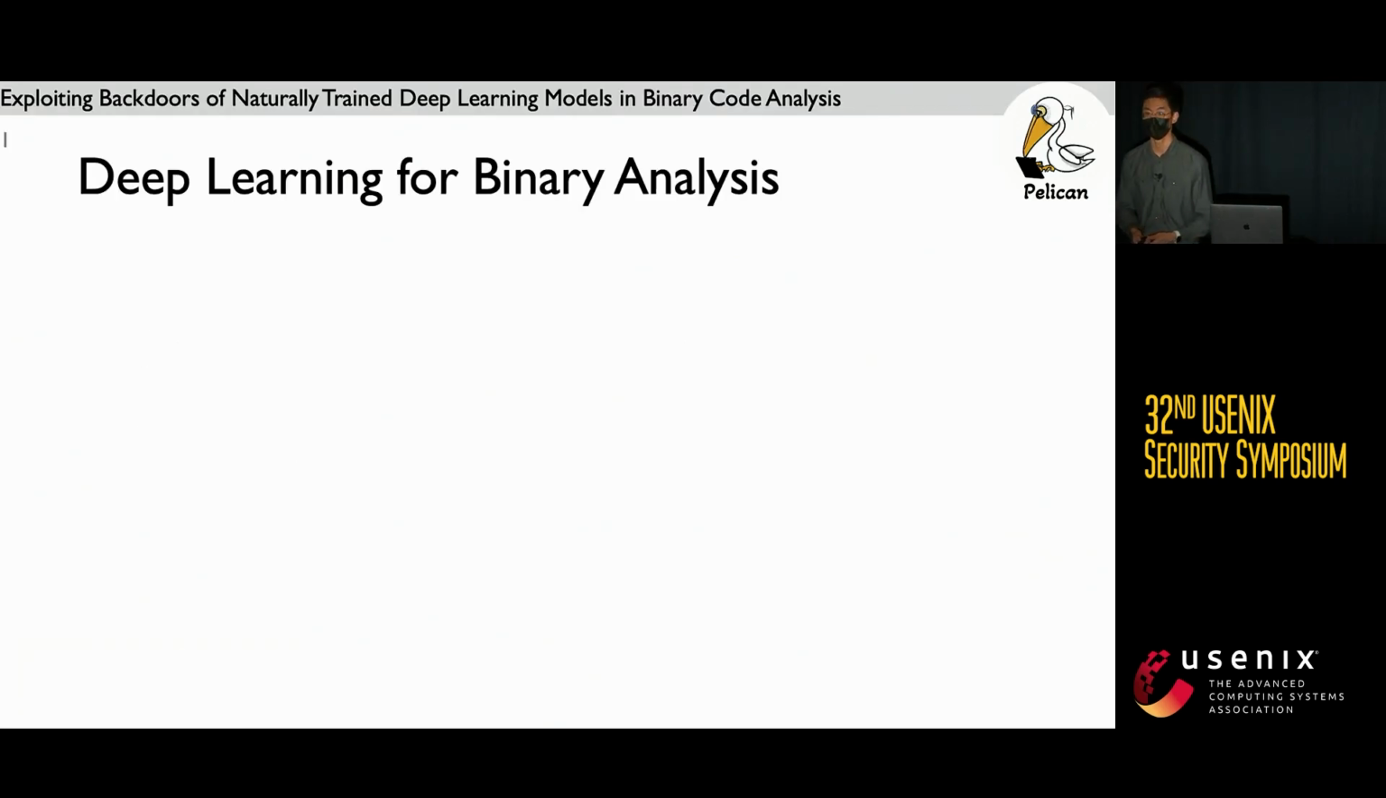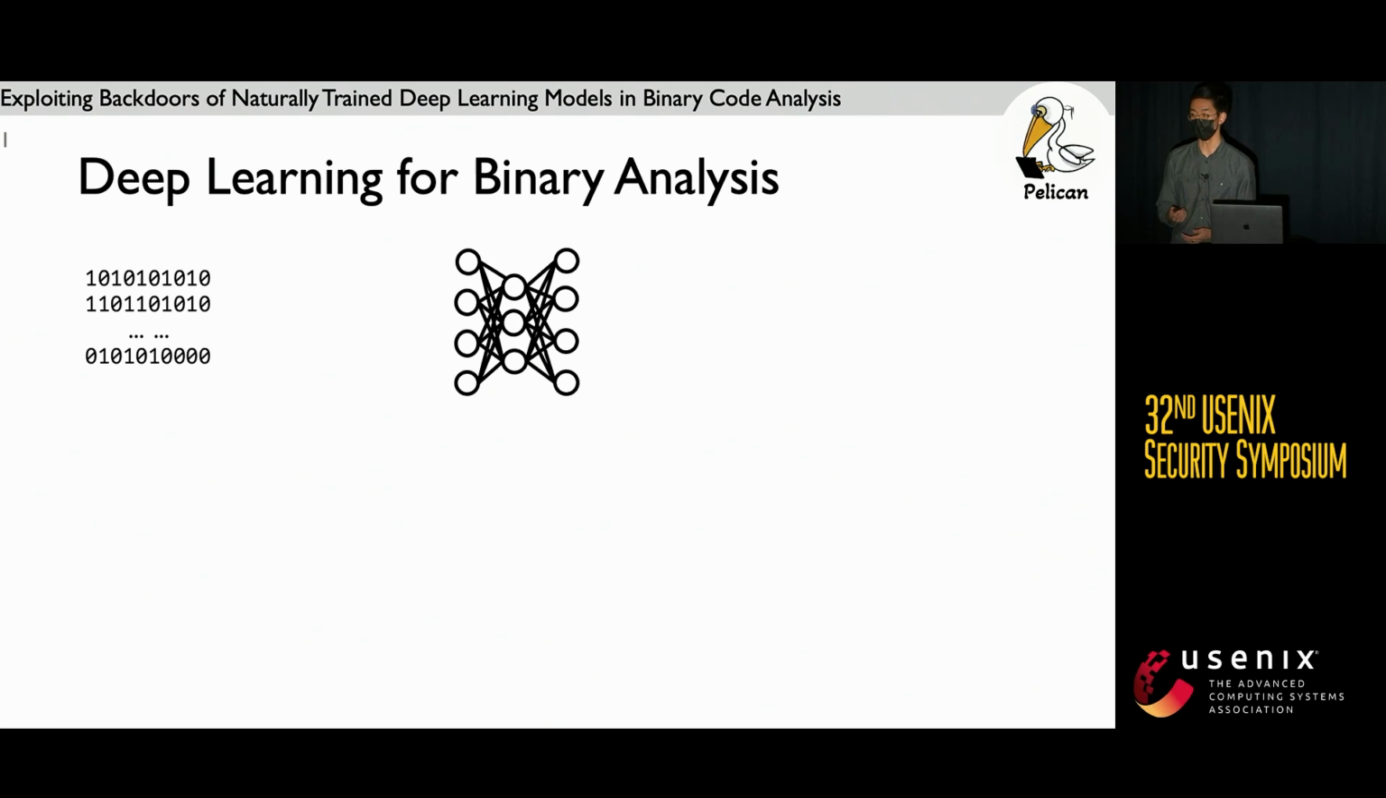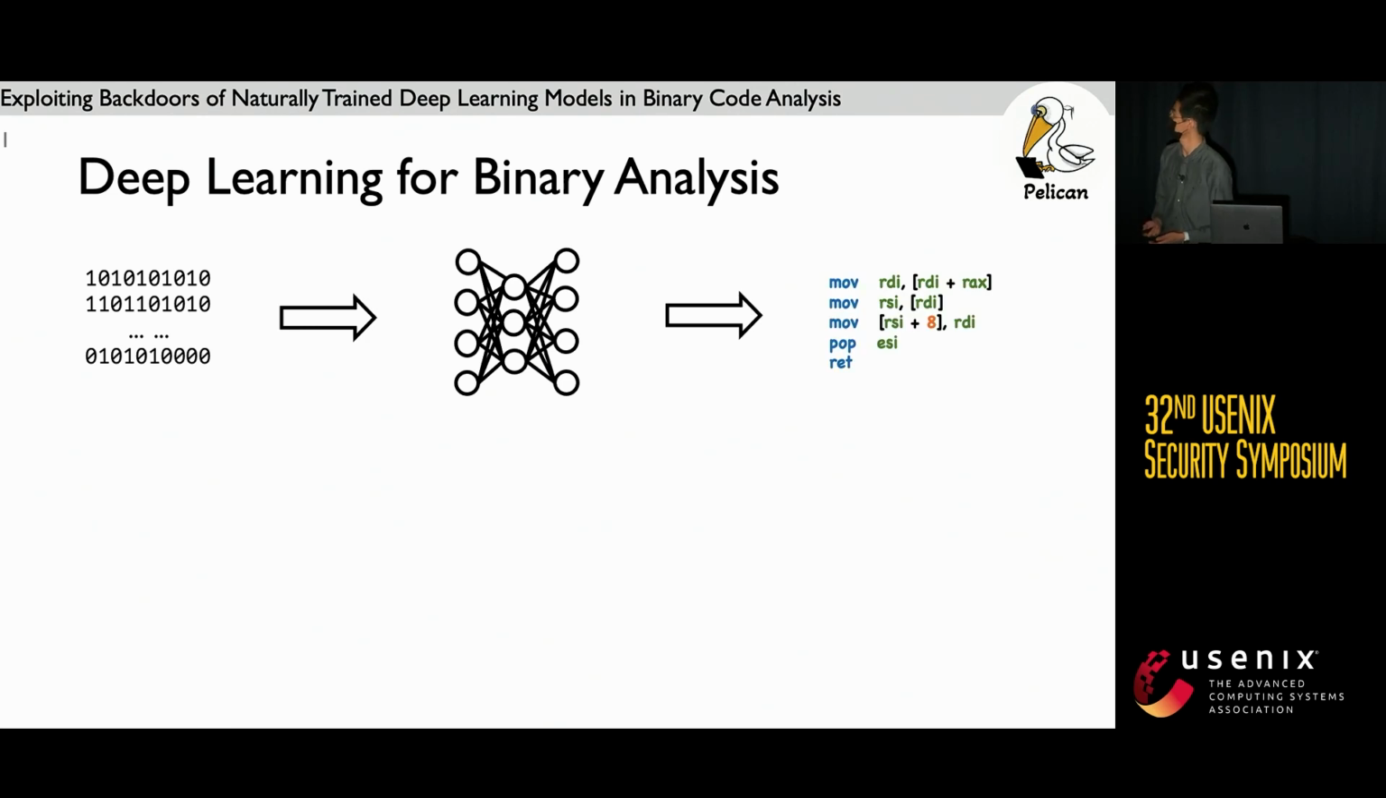Before I start, I want to introduce some applications of deep learning models in binary analysis. With the rapid development of deep learning techniques, those deep learning models are widely used in binary analysis. For example, the assembling model can take a sequence of raw bytes as input and produce its corresponding assembly code.